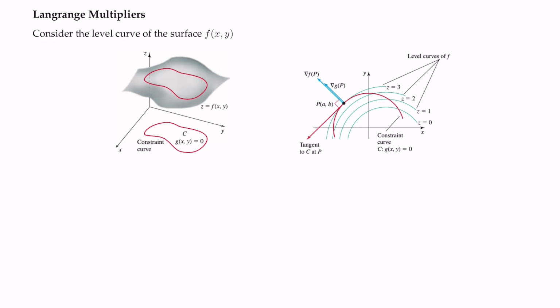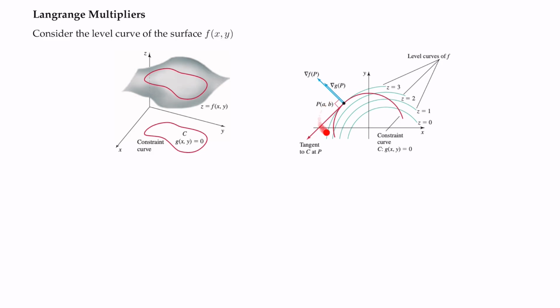So the idea is that we seek maximum and/or minimum values of a differentiable objective function f with the form of z equal to f of x comma y, with restrictions that x and y must lie on the constraint curve C. The curve C is in the xy plane, given by an equation of the form g of x comma y equal to 0.